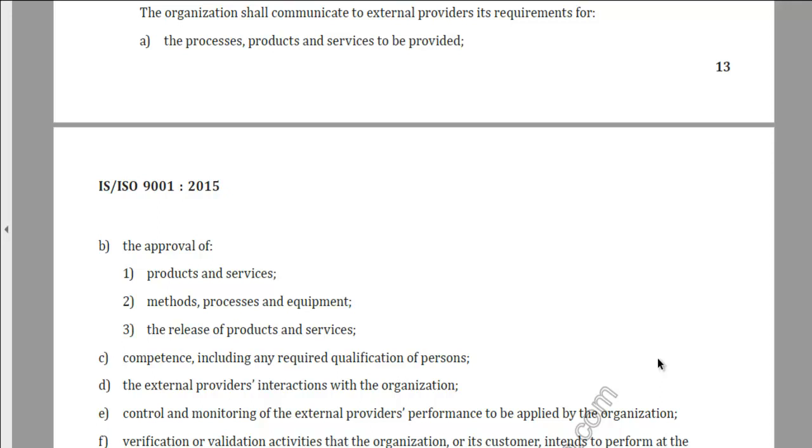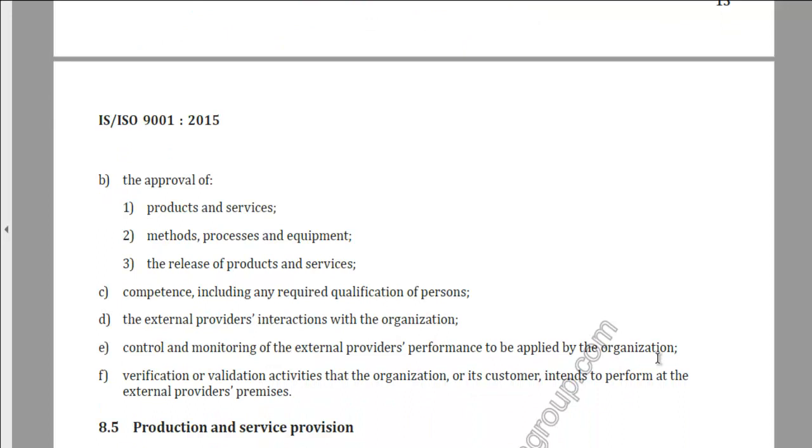The quality management system is mandating that you must communicate the control and monitoring of the external provider's performance to be applied by the company, and verification or validation activities that the organization or its customer intends to perform at the external provider's premises. Just in case you or your customer need to assess the external provider's premises as part of the verification or validation activities, all of this will need to be communicated to your external provider.